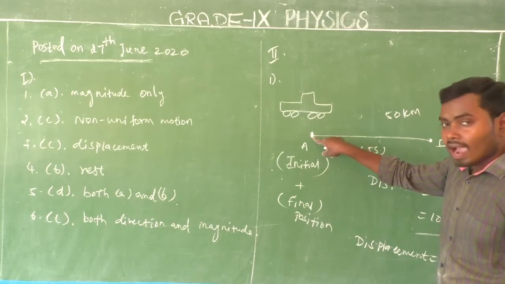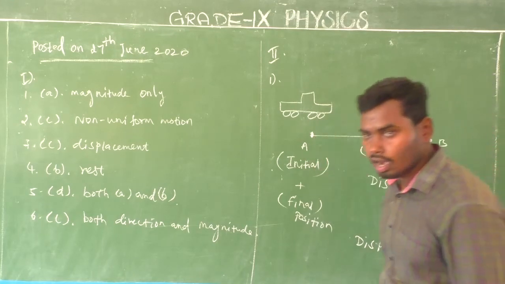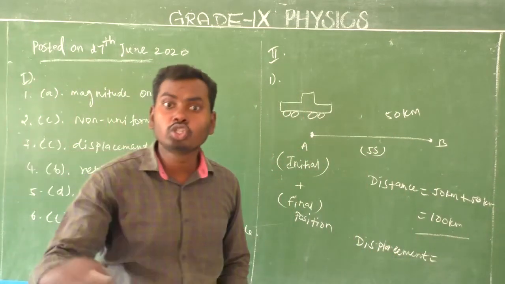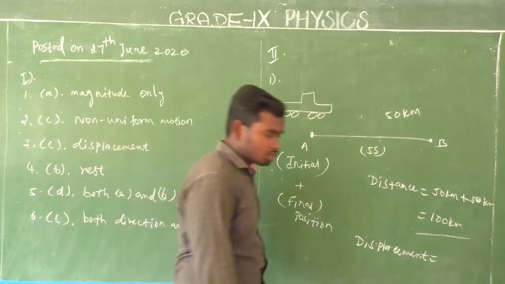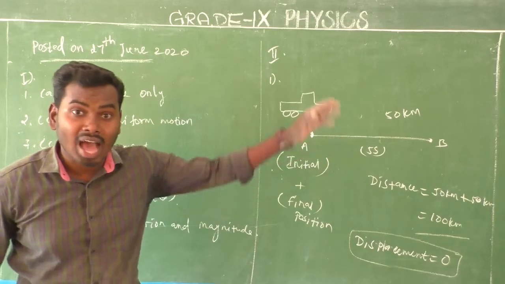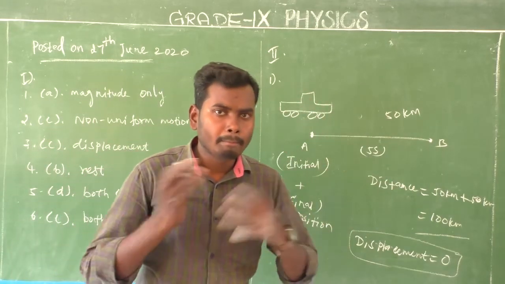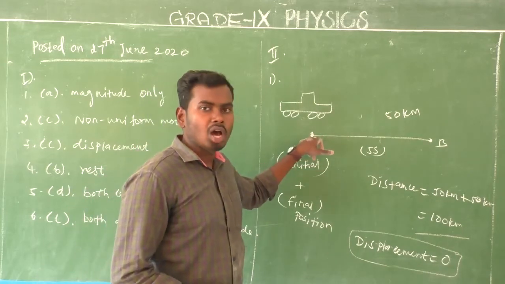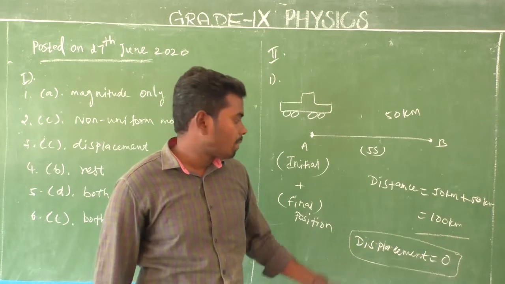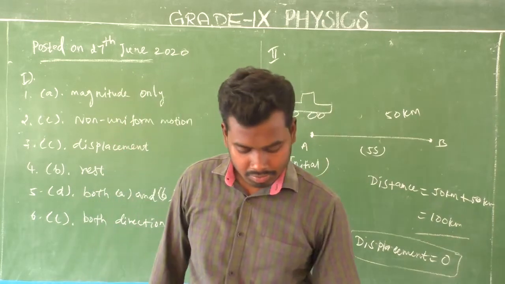So here the final position coincides with the initial position. Am I right? So whenever the final position of the object coincides with the initial position, what will happen? Displacement becomes 0. So here displacement is 0. But there is distance covered by the object. But displacement becomes 0 because the final position of the car coincides with the initial position. Is it clear? Yes, very simple.